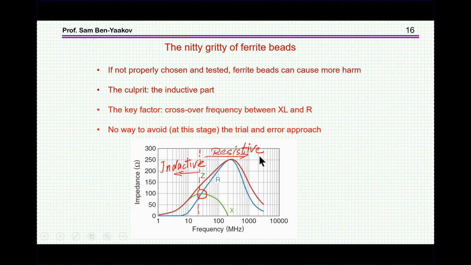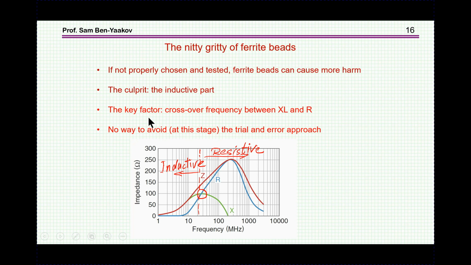So let's go now to the finer details here, although it's a short video and an introduction, so I cannot go into very many subjects, but still let's understand what the problems are and how we cope with them. The first thing is to realize that if you are not choosing the ferrite bead properly, it can actually do more harm than good. This is very important to realize. It's not a magic thing just to put the bead and that's it. In fact, you can put the bead and the situation will be worse. We'll see it in a minute.